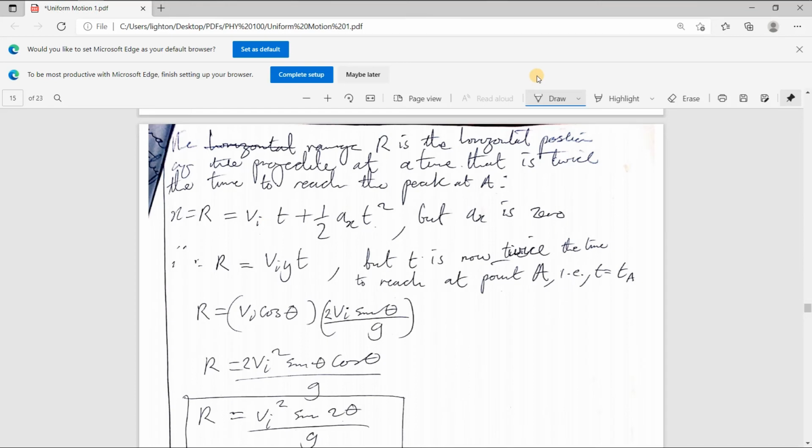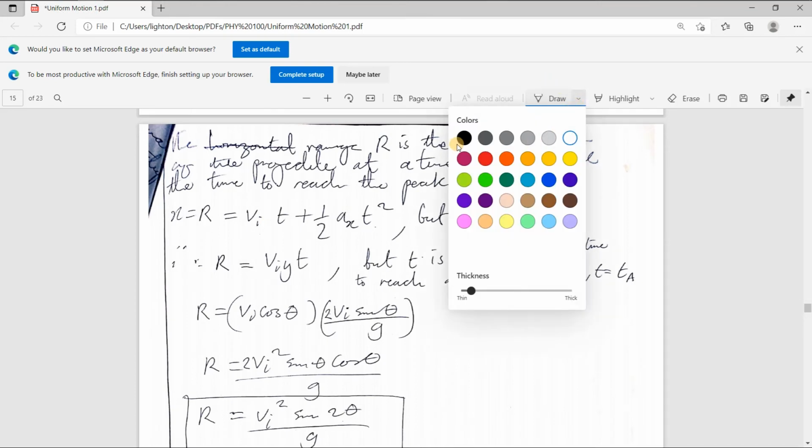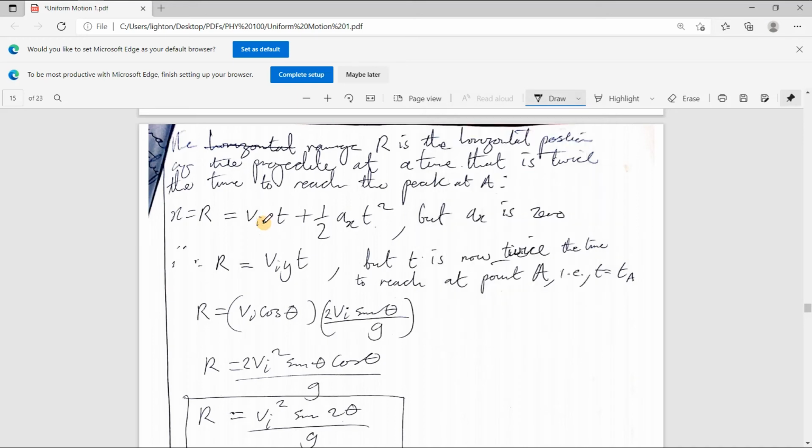Okay, so let me just write the correct stuff here. V subscript i x, not y. So this must be i x. Yeah, this must be like that. This is i. Okay. Yeah, it's looking a bit messy now. Okay, so this is what you have.